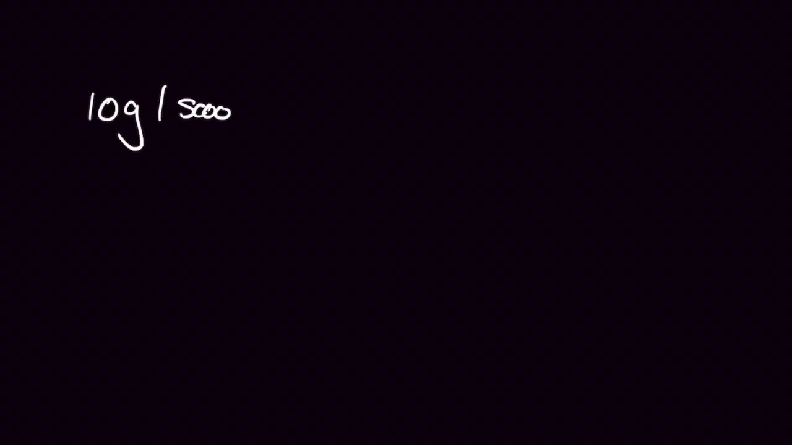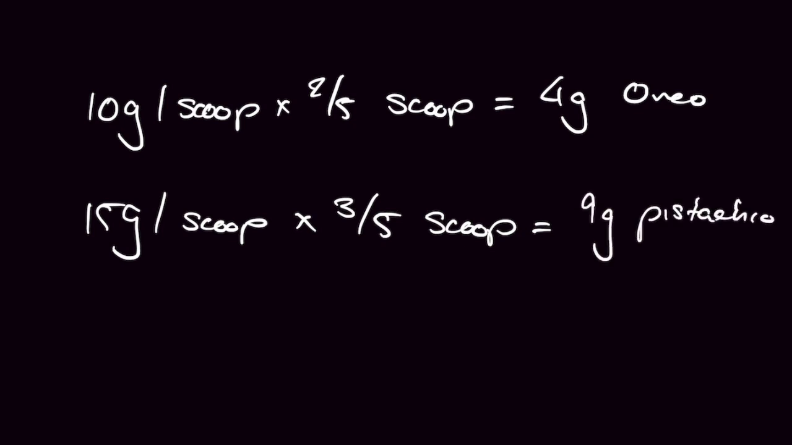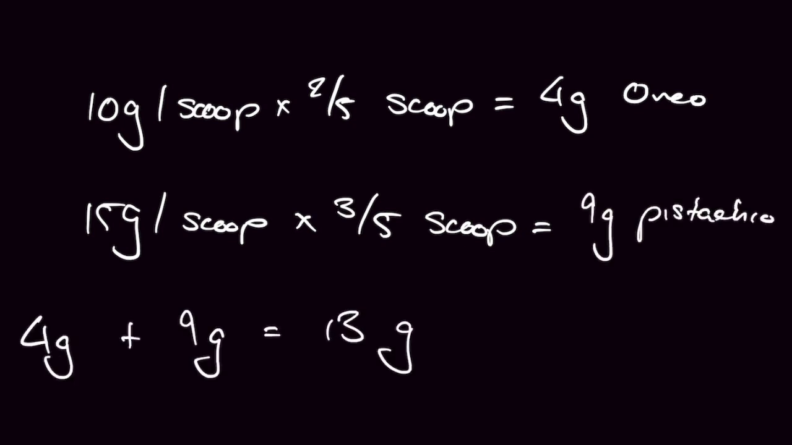If we do the math here, 10 grams a scoop times 2/5 of a scoop gives us 4 grams of Oreo. 15 grams a scoop times 3/5 of a scoop gives us 9 grams. We add those values together and our weighted average is 13 grams. These are both examples of weighted averages. Now let's apply it to isotopes.